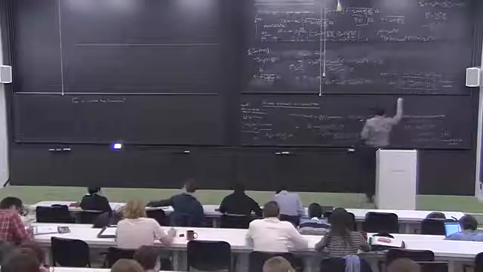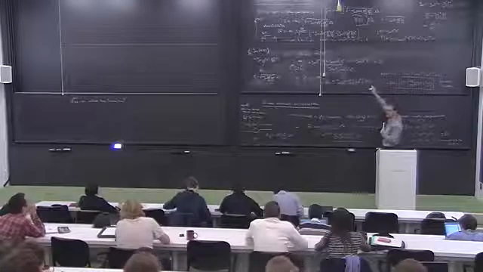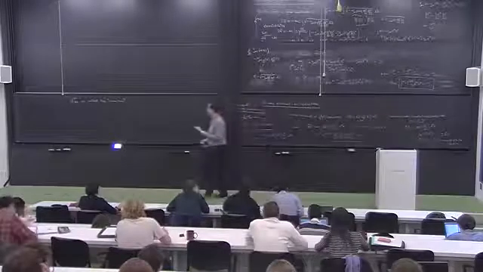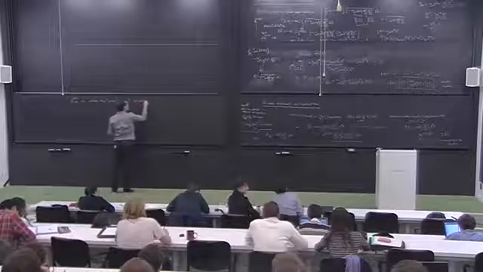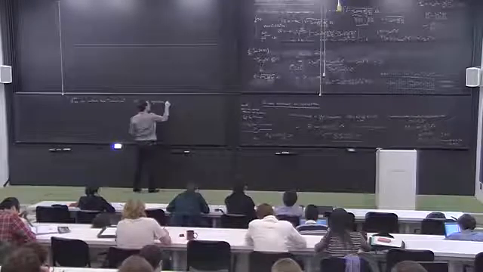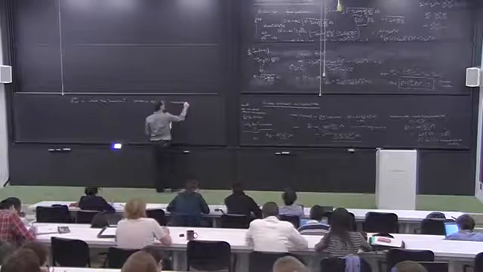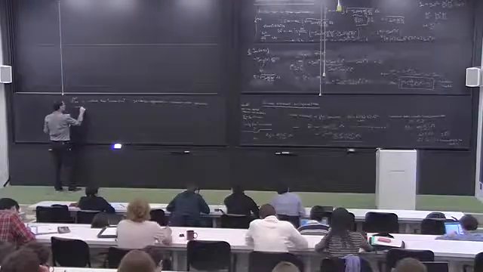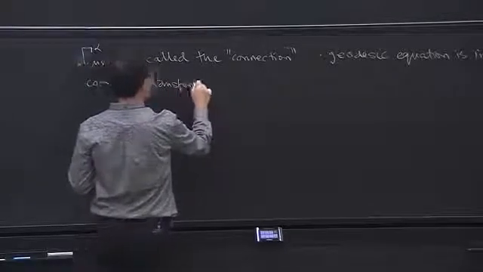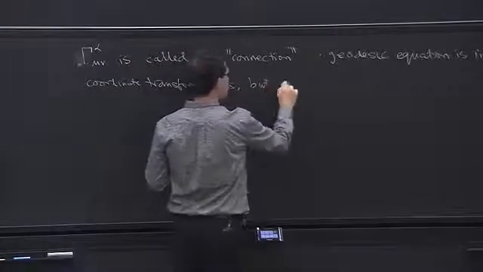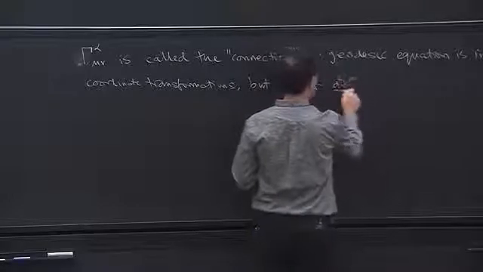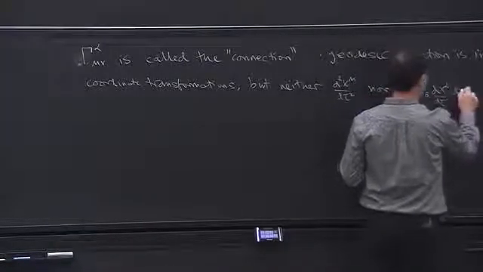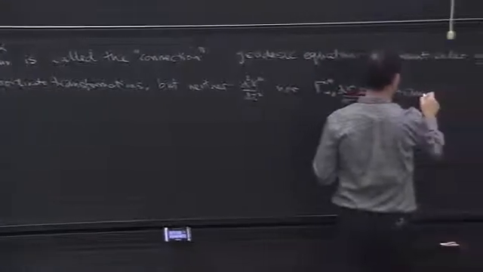It follows that this equation, you see, the action was invariant under general coordinate transformations. That's more or less how we defined it. So it follows that this equation must be invariant under general coordinate transformations. The geodesic equation is invariant under general coordinate transformations, but its pieces are not. Neither d²x/dτ² nor Γ^μ_αβ dx^α/dτ dx^β/dτ, neither of these transform as tensors.